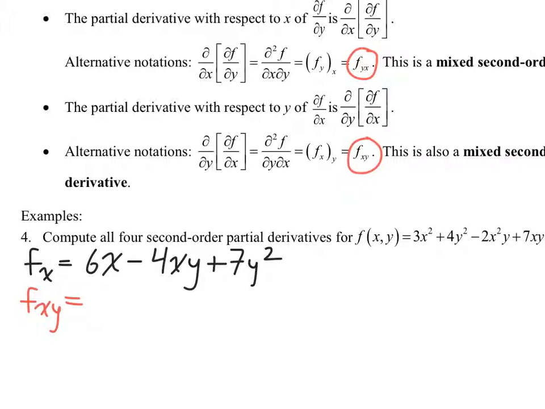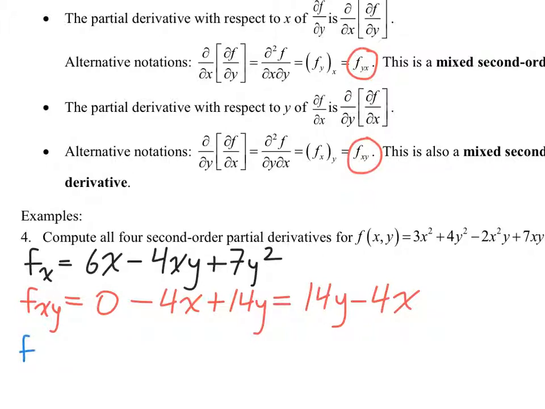Derivative of 6x with respect to y. 0. Derivative of negative 4xy with respect to y. Negative 4x. And then derivative of 14y. So we can clean it up and write it as 14y minus 4x.